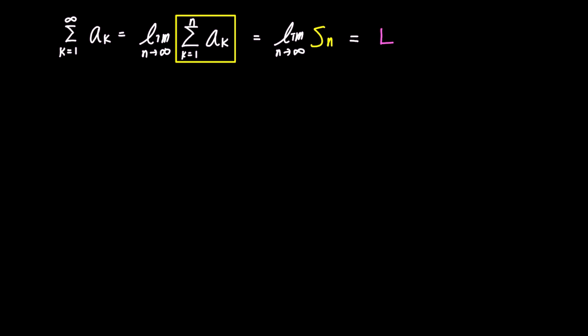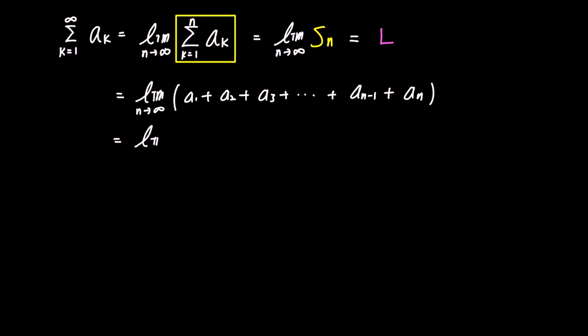If you list the finite sum, it can be expressed as the limit of a1 plus a2 plus a3 plus all the way down to a sub n minus 1 plus a sub n. Simplifying the sum of a1 to a sub n minus 1 as s sub n minus 1, the expression becomes the limit of s sub n minus 1 plus a sub n.